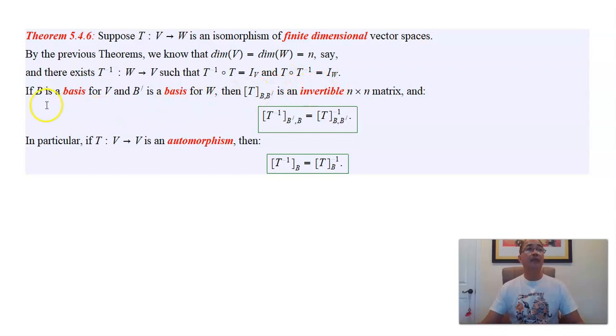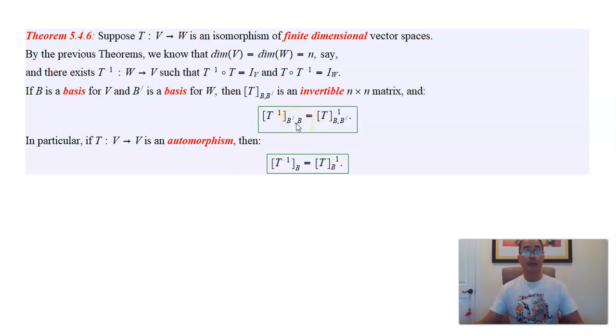identity on W. If B is a basis for the domain, and B prime is a basis for the codomain, then the matrix for T with respect to B and B prime has to be an invertible n by n matrix. And furthermore, the inverse of T has a matrix with respect to B prime and B, and this matrix has to be the inverse of the original matrix for T with respect to B and B prime. Okay, so this is just like what we saw back in, I believe, 3.7. Except of course we were talking about standard matrices at that time.